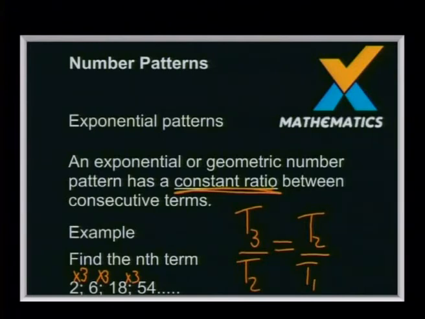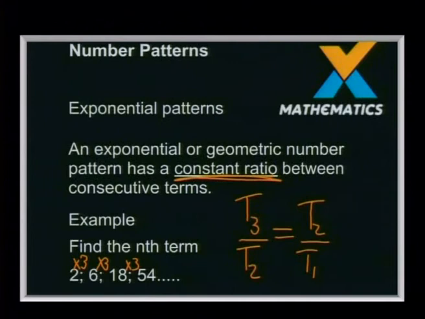Right? So let's see. The third term is 18. 18 divided by the second term, 6, gives me 3. And 6 divided by 2 also gives me 3. So I know for a fact that I'm dealing with an exponential or a geometric number pattern. So very important, that little bit of information.